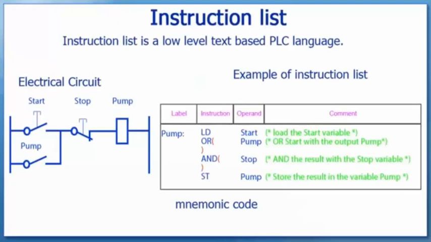Instruction list is a low-level text-based language that uses mnemonic code to represent the programming functions. This is one of the original PLC languages. A program has a structure that can be divided up into 4 sections. A label is used to mark the sections of the program that can be used for program control. Instructions are the commands that the PLC program can perform. The operand is the value that the instruction affects.